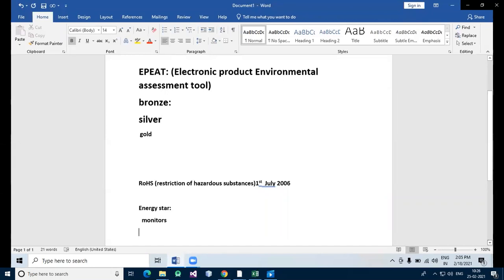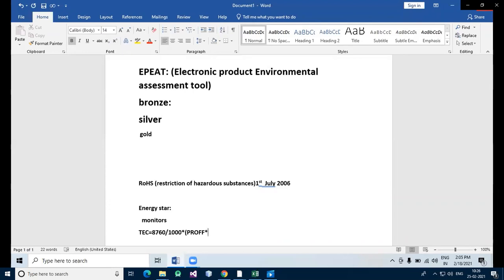Energy Star gives the following formula to determine TEC of a computer: TEC equals 8760 into, P off times T off, plus P sleep times T sleep, plus P idle times T idle. So this is the type of calculation here.